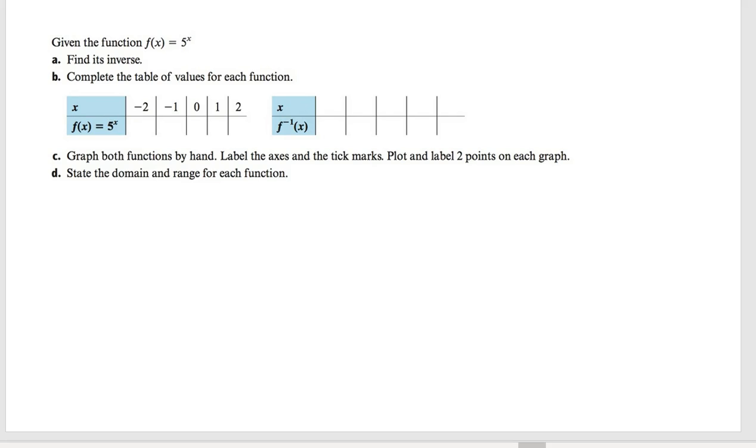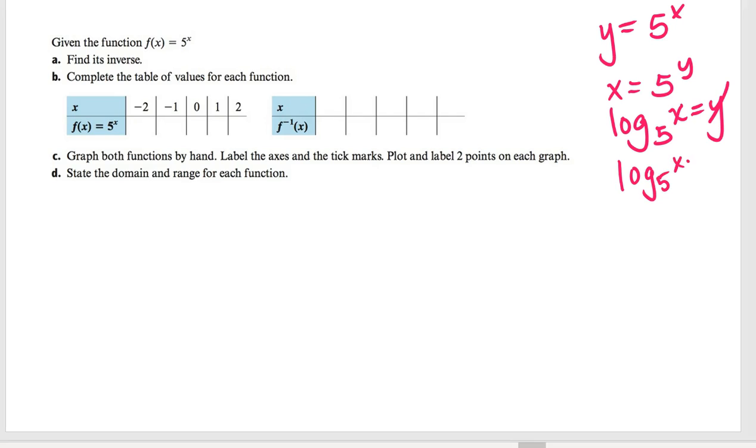The next problem gives us an exponential, and it asks us to find its inverse. So we can do this. Instead of y is equal to 5 to the x, I'm going to swap it and write x is equal to 5 to the y, and then rewrite it as an inverse. So my inverse will be log base 5 of x.